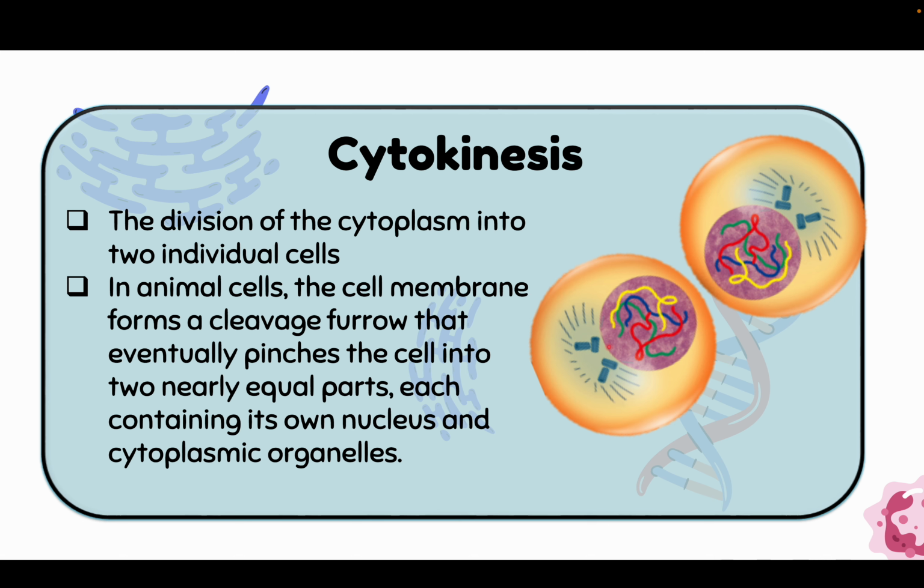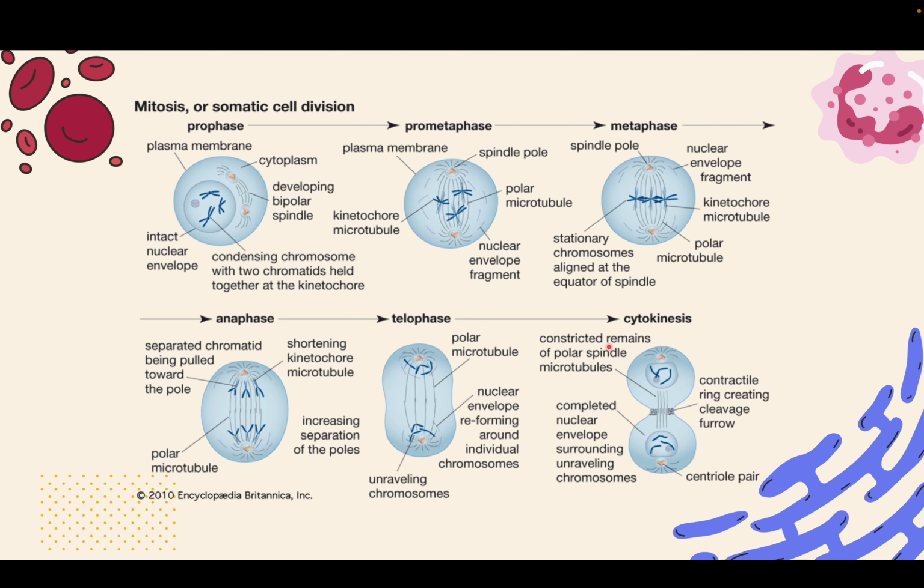Cytokinesis is the final division of the cytoplasm into two individual cells. So in animal cells, the cell membrane will form what we call a cleavage furrow that will eventually pinch the cell into two equal parts, almost equal parts, no? Each containing nucleus, organelles, and of course its copy of the replicated DNA.